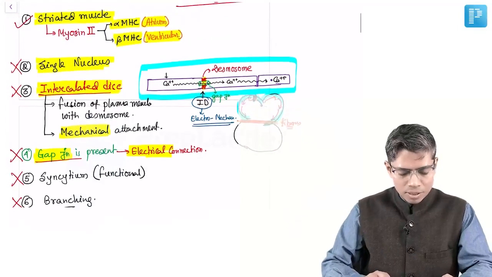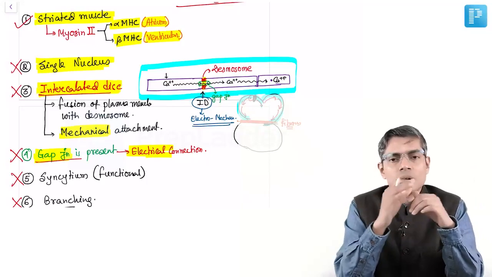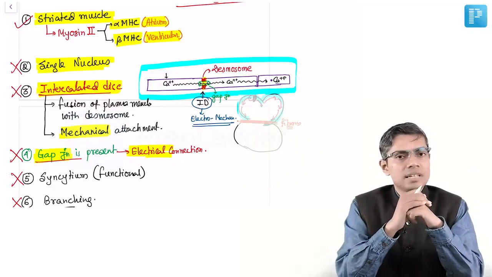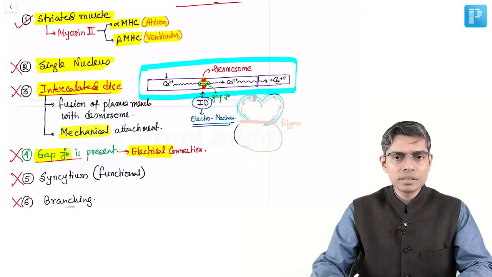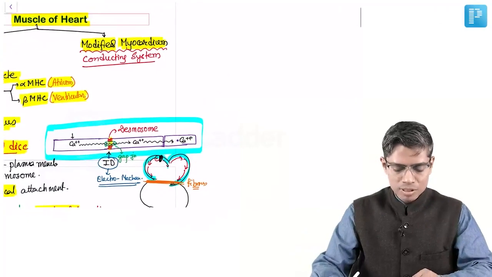So within these 6 points, only the first point is similar between myocardium and skeletal muscle. All others are different from skeletal muscle, right? So this is important for your MCQ, although the points are simple, but try to remember all these points.